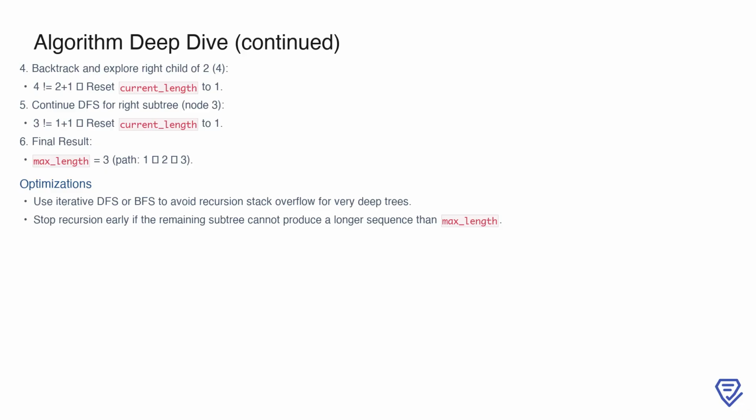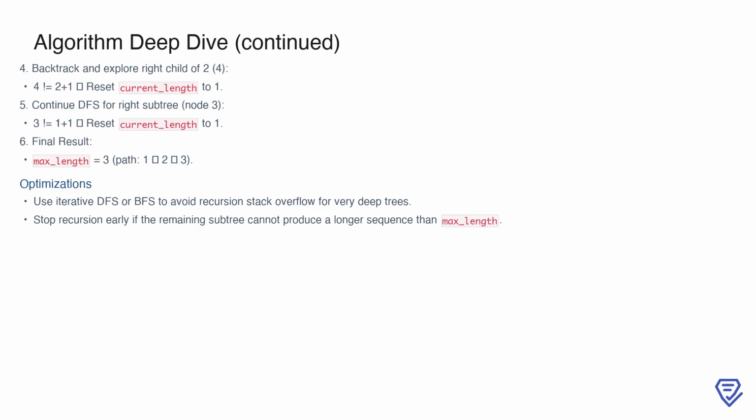When backtracking to explore the right child of 2, which is 4, we find that 4 doesn't continue the sequence from 2. Thus, the sequence length resets to 1. Similarly, in the right subtree of the root, the node 3 does not follow consecutively from 1, so the sequence length resets again. After completing the traversal, the global max_length variable holds the value 3, which represents the longest consecutive sequence found in the tree, corresponding to the path 1, 2, 3.